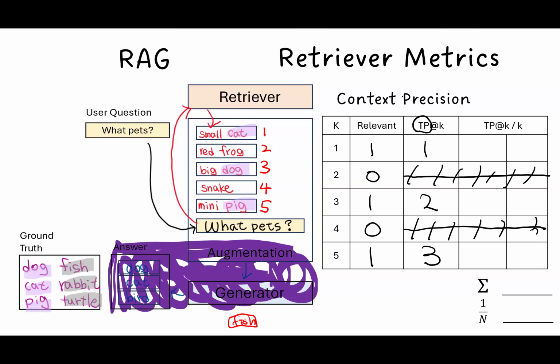And now the context precision is this number over K. So 1 over 1 is 1. 2 over 3 is 0.67. And 3 over 5 is 0.6. And then you take an average. In this case, we divide by n, which is 3, because only 3 are relevant in our top 5 results. So the sum is 2.27, and over 3 is 0.676. So this is how we compute context precision.